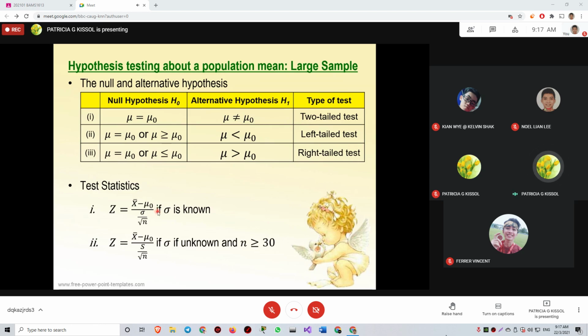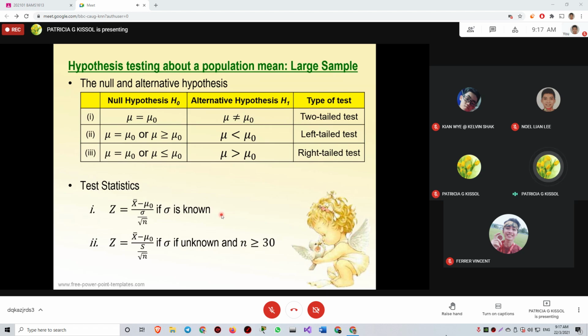So you need to calculate this, of which all the information you don't even have to find. It's available in the question. I mean, you don't have to calculate all these values. It's available in the question. But there are only two things you have to consider. If the sigma is known, then you use this formula. Or if the sigma is unknown and the n is greater than or equal to 30.